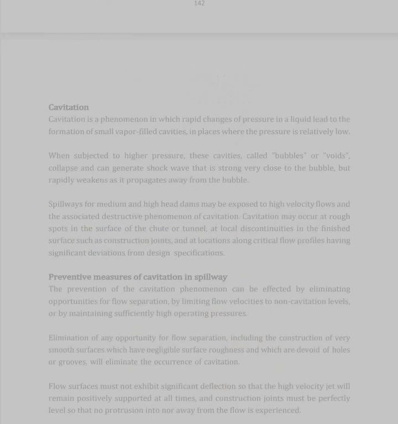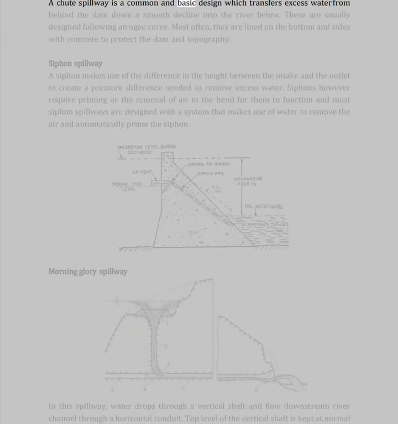Chute spillway. A chute spillway is a common and basic design which transfers excess water from behind the dam down a smooth decline into the river below. These are usually designed following an OG curve. Most often, they are lined on the bottom and sides with concrete to protect the dam and topography.